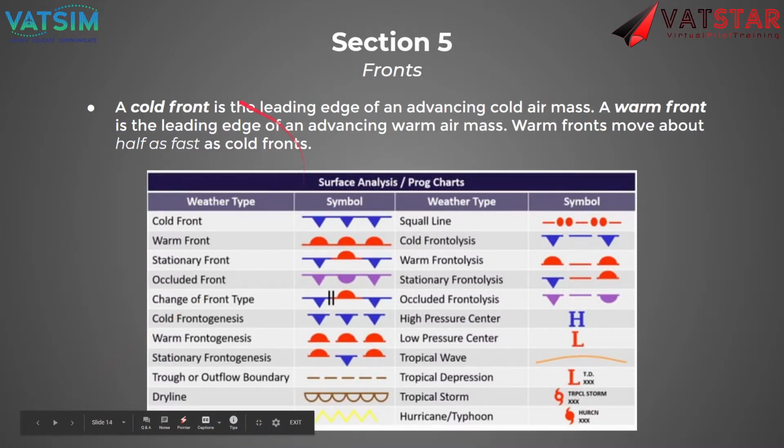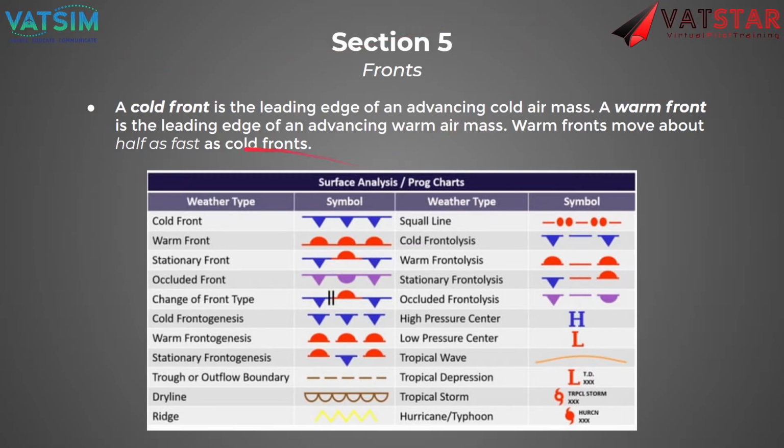Now we're going to talk about the legend for fronts. A cold front is the leading edge of an advancing cold air mass. A cold air mass is typically a high pressure system, because high pressure is usually descending air and it's usually colder. A warm front is typically hot, low pressure air, and it's the leading edge of an advancing warm air mass. Warm fronts typically move about half as fast as cold fronts.